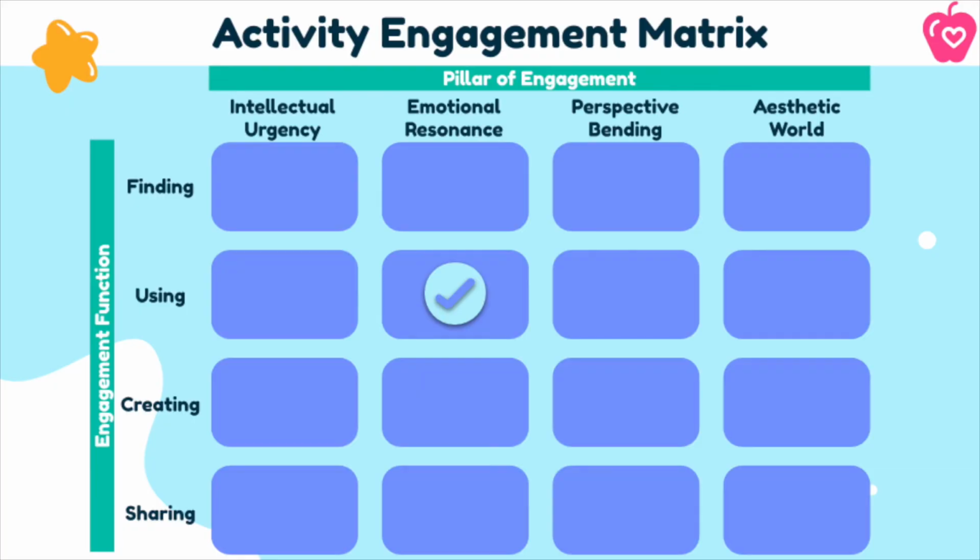So in looking at the activity engagement matrix, you'll see that this falls under the emotional resonance and using information. If you look in the upper right-hand corner, you'll also notice that there's a pink apple with a little heart, and this is in reference to that very thing that we discussed at the beginning as far as what engagement looks like, as far as behavioral, cognitive, or emotional engagement, and this would fall under that emotional engagement.